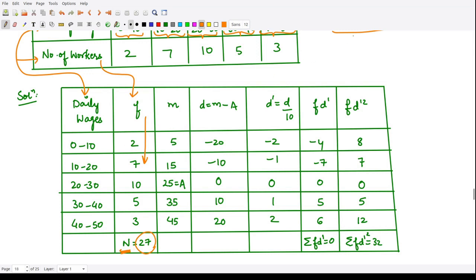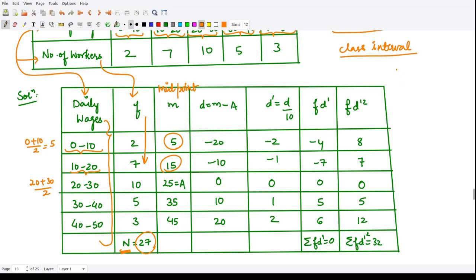Okay, now whenever you have class intervals, how do you calculate the mean? First of all, you take the midpoints of all the class intervals. So what you will do, 0 plus 10 divided by 2, that is equal to 5. So this column represents the midpoint of all the given class intervals. 10 plus 20 divided by 2 is 15, and so on. 20 plus 30 divided by 2, that is 25, then 35, 45 and so on, right?